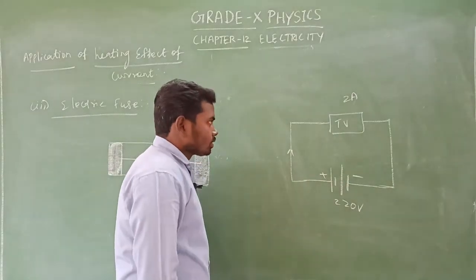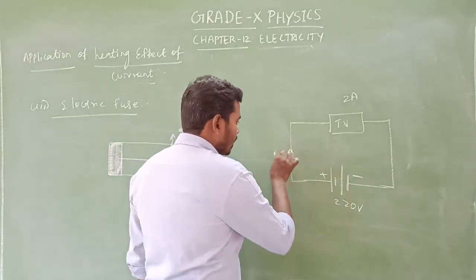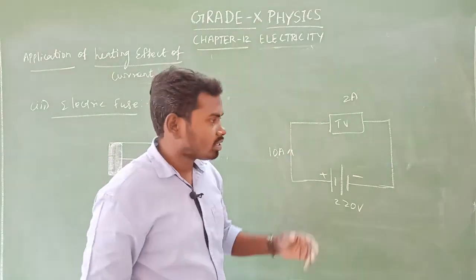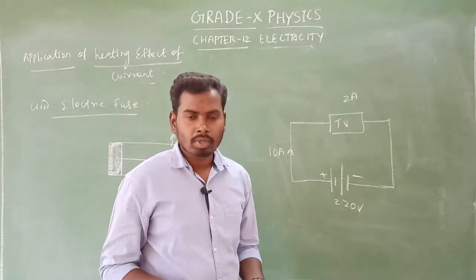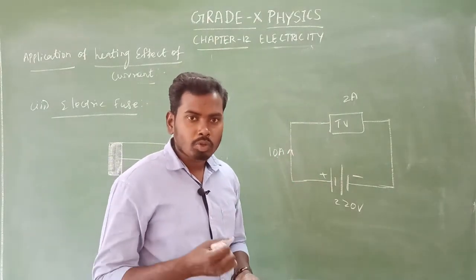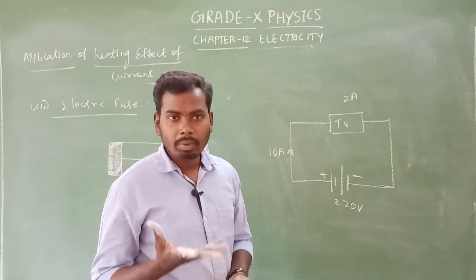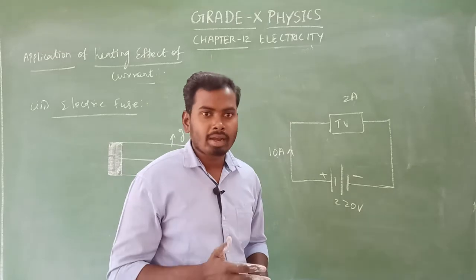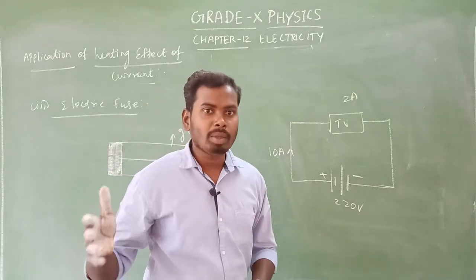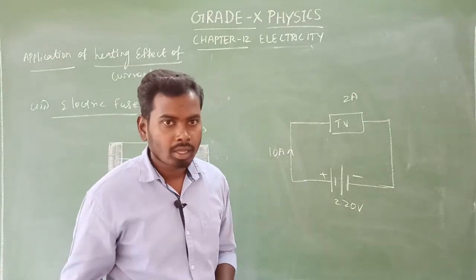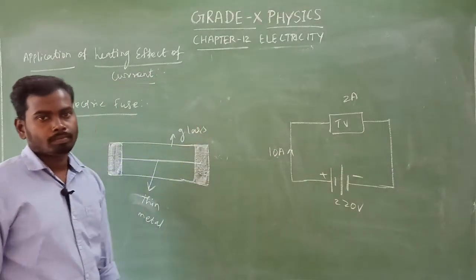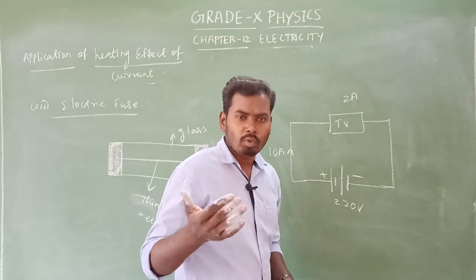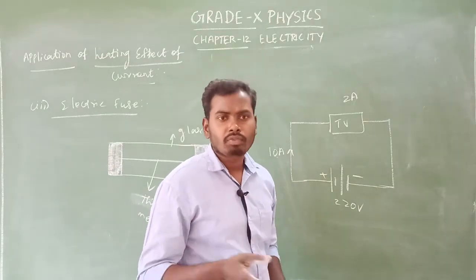Suppose if the current goes 10 ampere through this TV, what will happen? The TV bursts out. To protect the electrical appliances against the maximum amount of current, an electric fuse is used. Nowadays most electrical devices contain an electric fuse, isn't it?